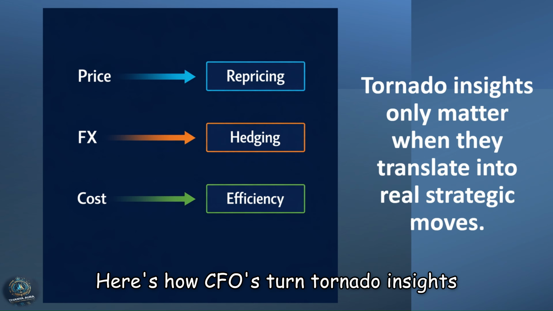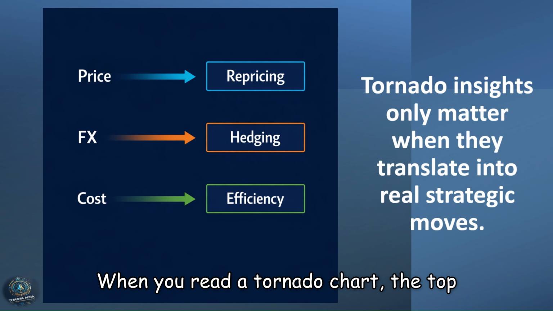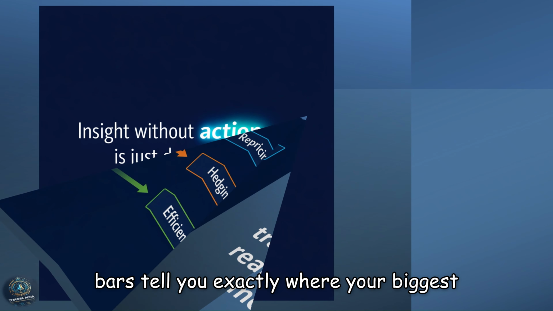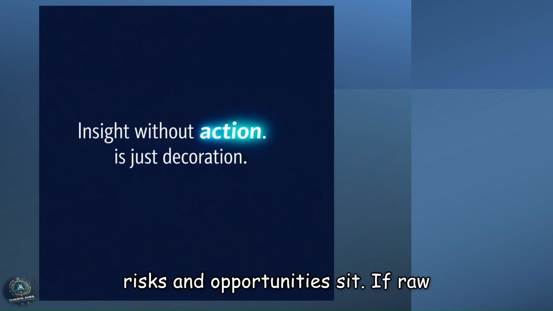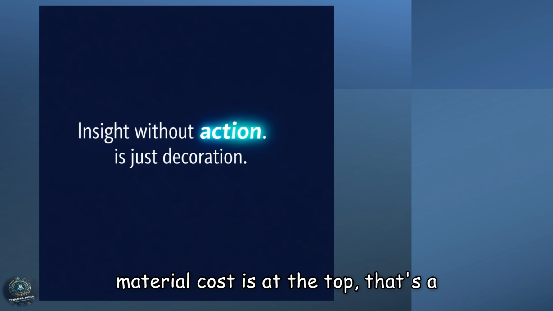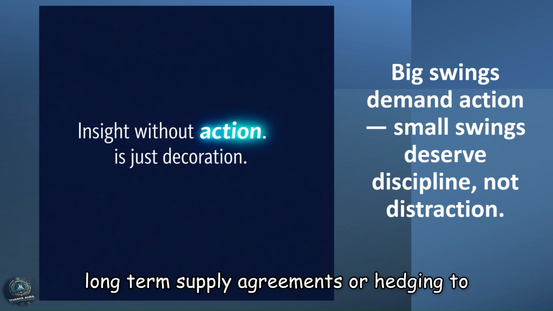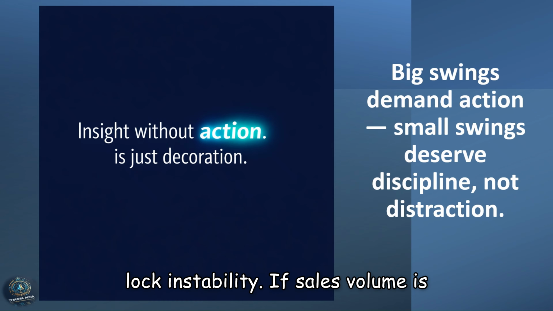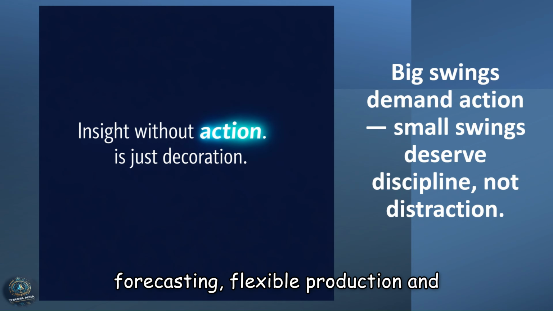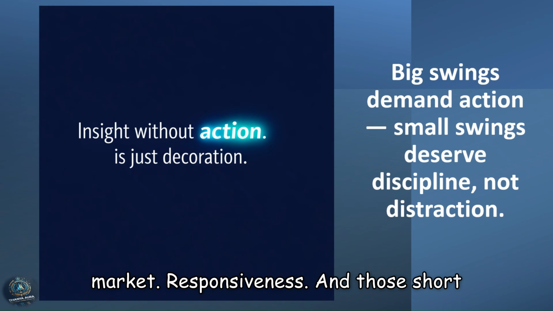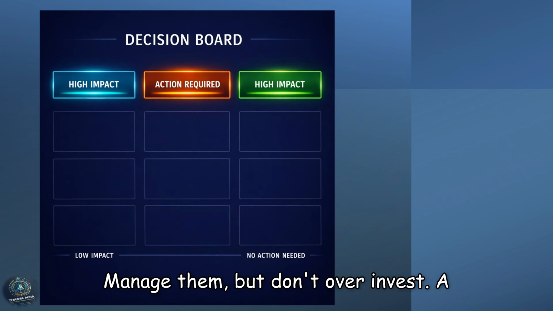Here's how CFOs turn tornado insights into boardroom action. When you read a tornado chart, the top bars tell you exactly where your biggest risks and opportunities sit. If raw material cost is at the top, that's a structural exposure. The right move is long-term supply agreements or hedging to lock in stability. If sales volume is next, the strategy shifts to demand forecasting, flexible production, and market responsiveness. And those short bars at the bottom? They're small risks. Manage them, but don't overinvest.